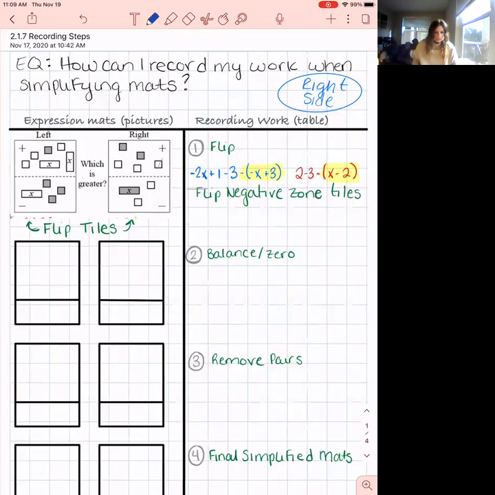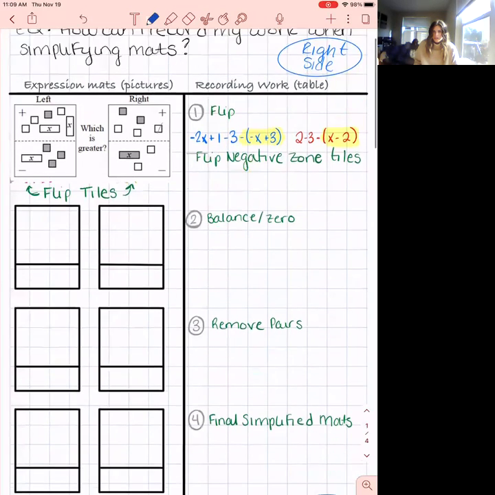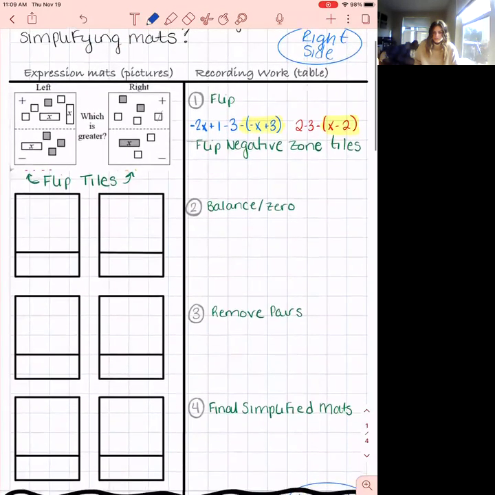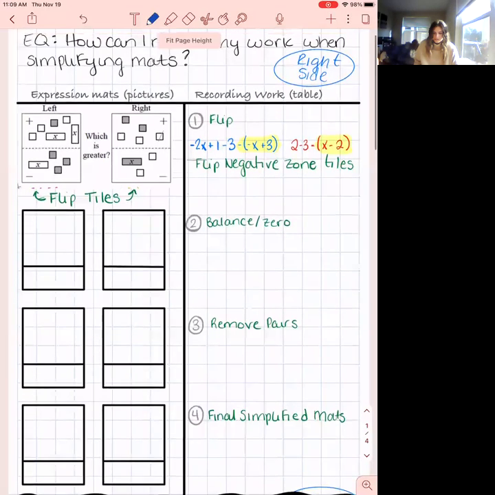All right, we are doing our notes for 2.1.7. Make sure you're on your right side. You need to start with the essential question: How can I record my work when simplifying maths? And then I would say you can go ahead and copy this split down.